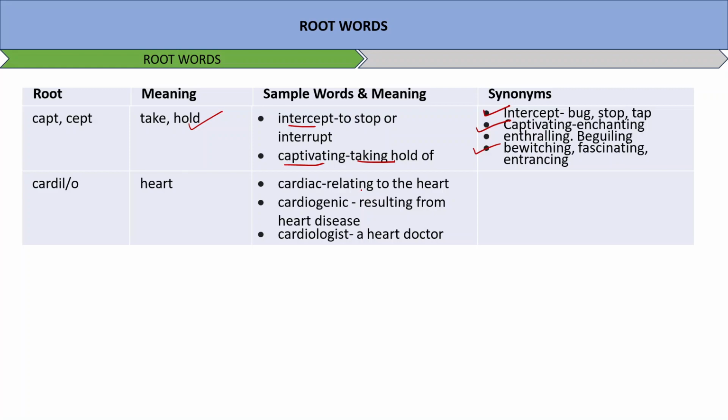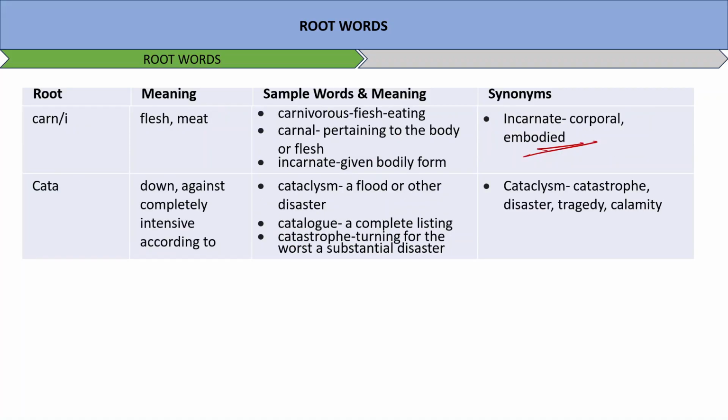Now, cata basically means down, against, completely, intensive, according to. Cataclysm, a flood or other disaster. Catalogue, a complete listing. Catastrophe, turning for the worst, a substantial disaster. Cataclysm, catastrophe, disaster, tragedy, calamity, etc.